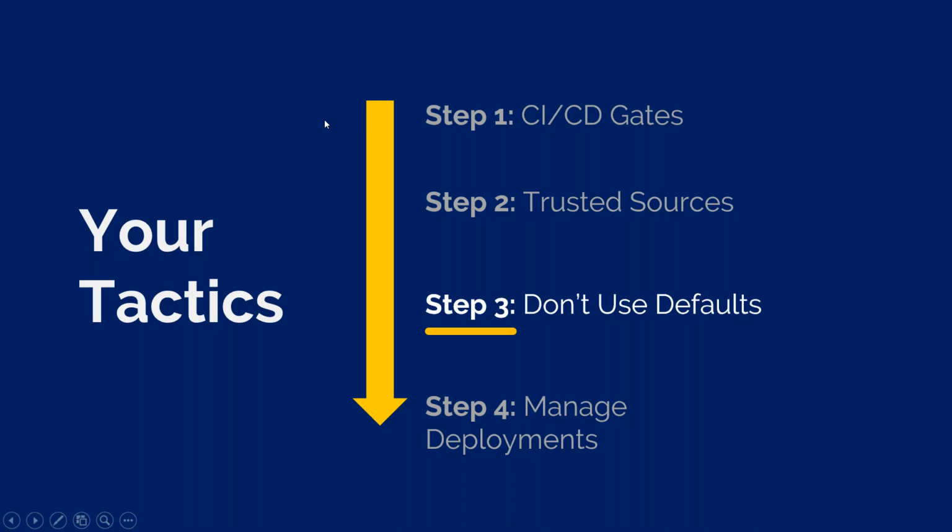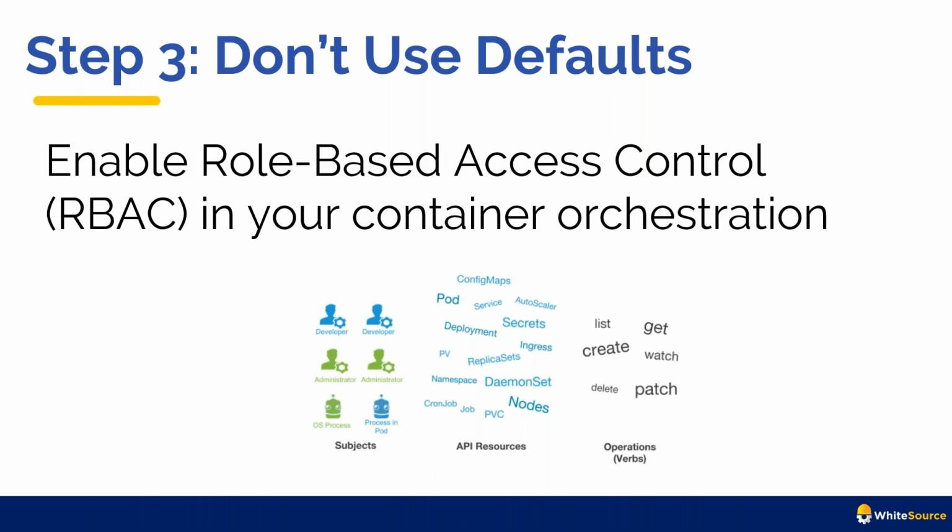The next step is don't use defaults. And this is a very important step. It's relevant mostly to the container orchestrator part. So whether you're using Kubernetes or ECS or Rancher or Docker Swarm or any other solution, there are some defaults, and sometimes these defaults are not very secure. So this is an example from Kubernetes, which probably most users are using today.